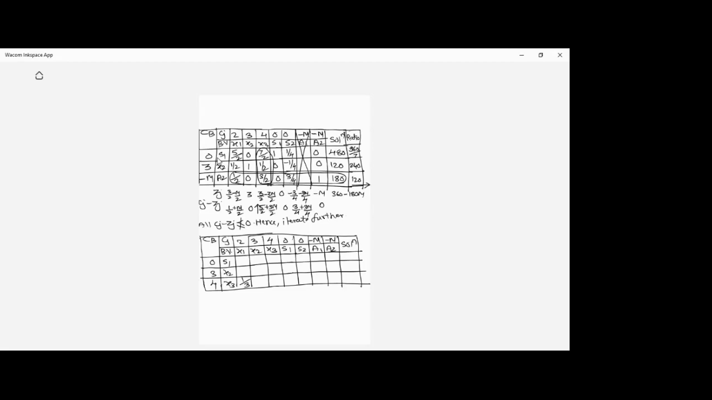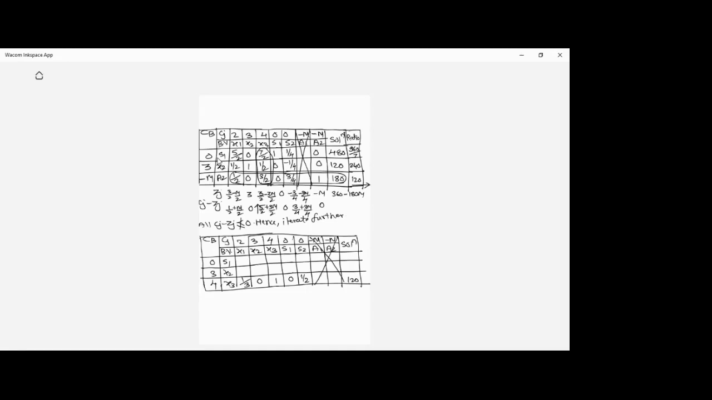Next, 0 divided by 3 by 2 will come out to be 0. 3 by 2 divided by 3 by 2 will come out to be 1. 0 divided by 3 by 2 will come out to be 0, and 3 by 4 divided by 3 by 2 will come out to be 1 by 2. Now a1 and a2 are not part of our variables, right? So both of these are of no use to us. And lastly it will be 180 divided by 3 by 2, so it will obviously be 120 only.